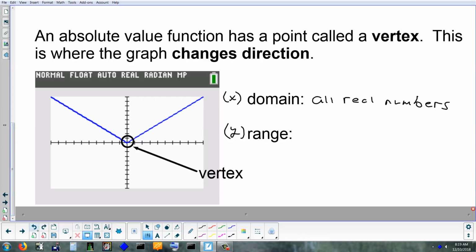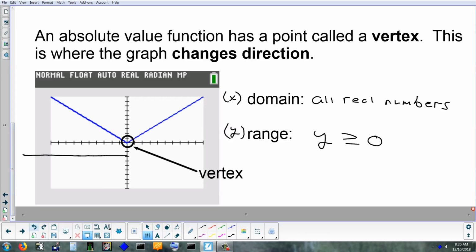Looking at it, I know it's a little small, but can anybody tell me what they think the lowest point is on that graph vertically? What number on the y-axis? 0. It doesn't go any lower than 0. So for this particular graph, the range is all values greater than or equal to 0.